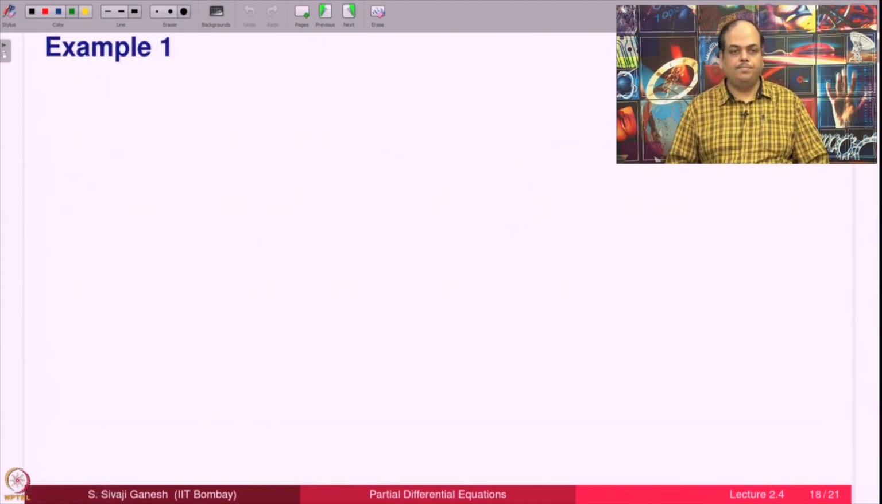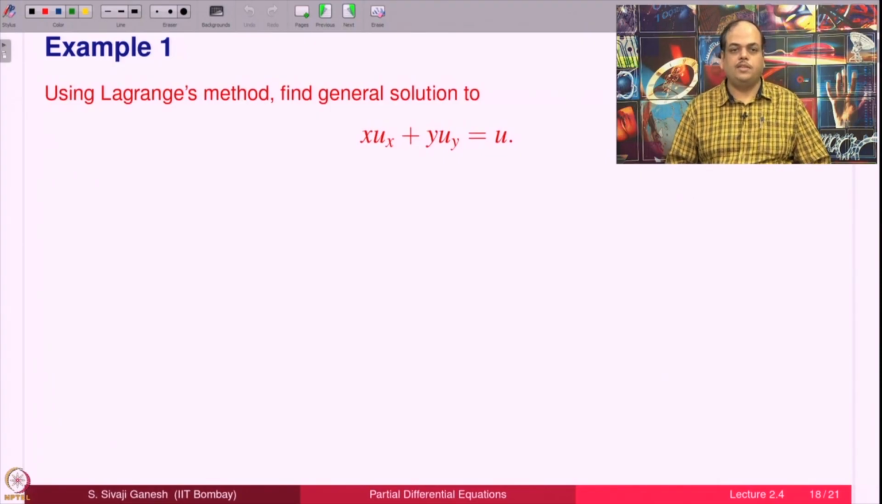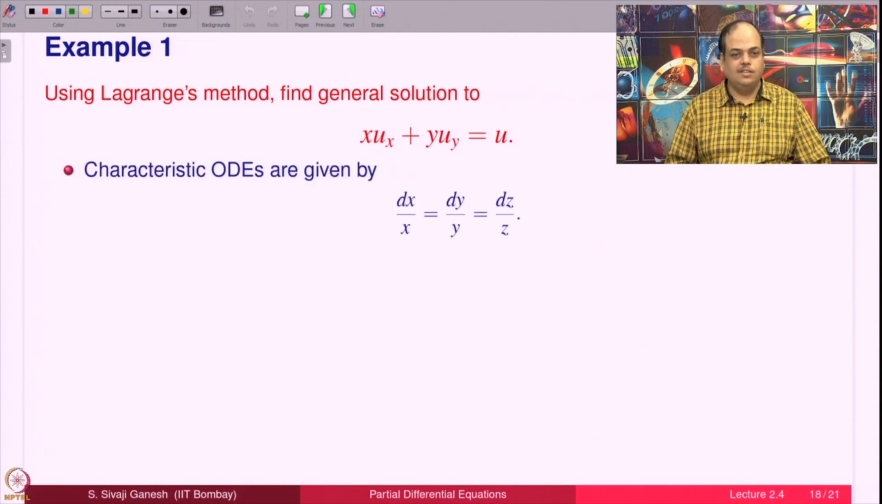Let us look at an example. Using Lagrange's method, find the general solution to this PDE, x u_x plus y u_y equal to u. Actually, this is a linear equation. The characteristic ODEs are given by dx by dt equal to x, dy by dt equal to y, dz by dt equal to z. Or, since t is not present, this is another way of writing dy by dx equal to y by x, dz by dx equal to z by x.